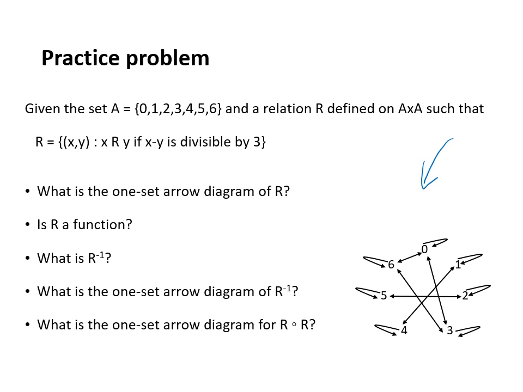Then 0 maps to 6 because 0 minus 6 is minus 6, which is also divisible by 3. So this is the arrow diagram that we get. And this arrow diagram is kind of interesting because this relation has a few interesting properties. So let's look at the follow-up questions.